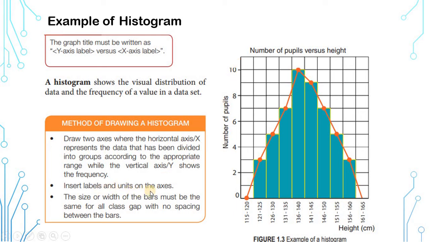Insert labels and units on the axes. The width of the bars must be the same for all class intervals, with no spacing between the bars. That is a histogram. The graph title must be written as y-axis versus x-axis, for example, number of pupils versus height.